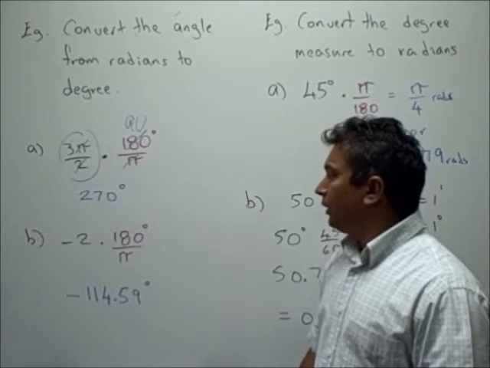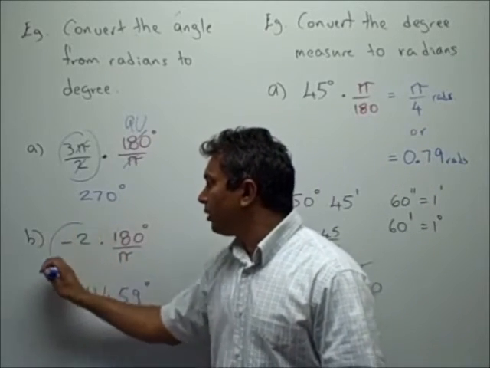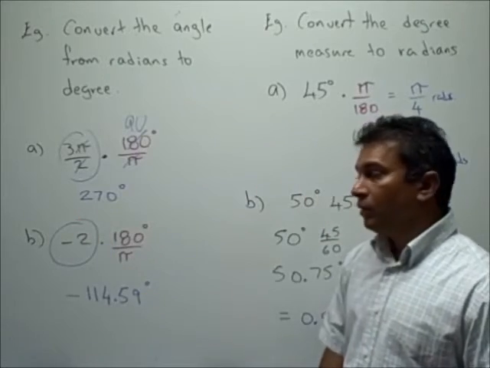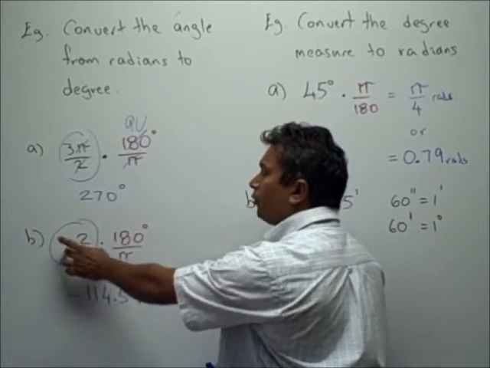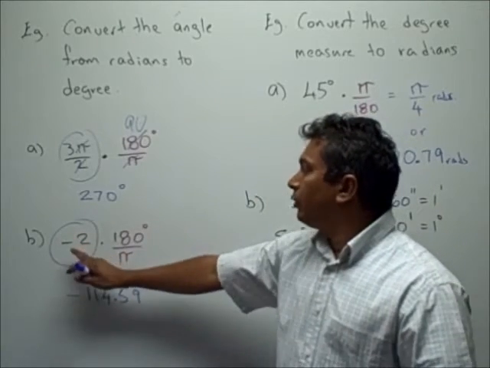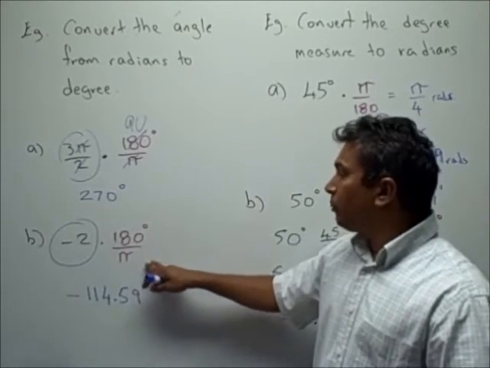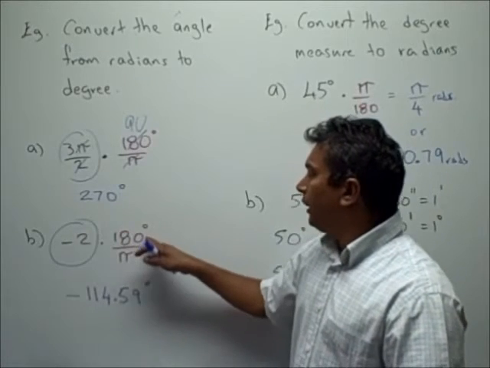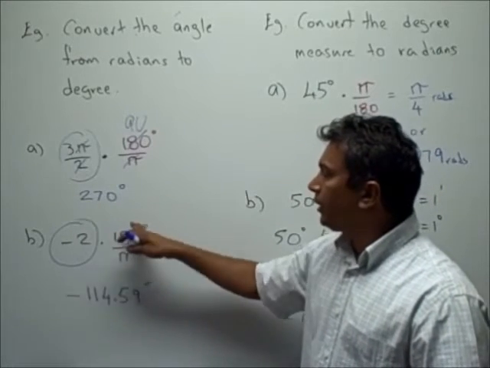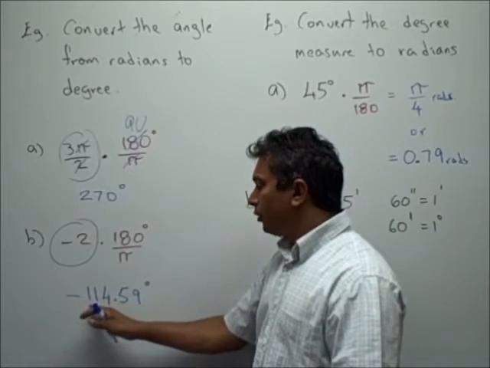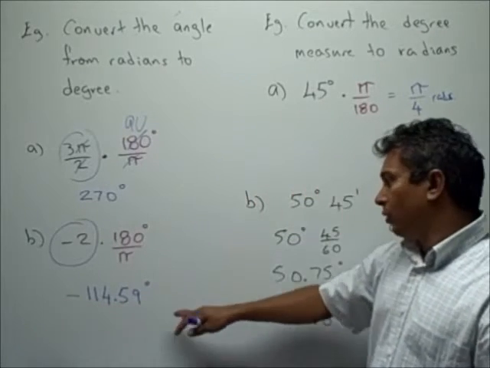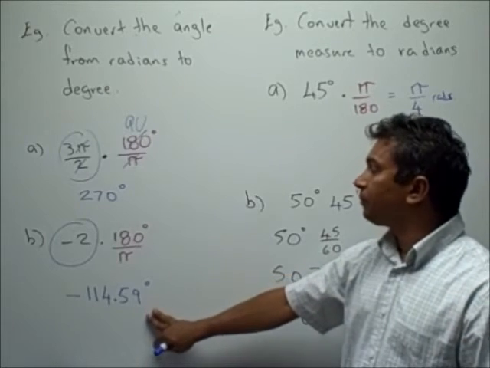degrees. In this example, our radian measurement is -2. Not all radian measurements will have pi. Here's just -2. So it's -2 times 180 degrees over pi. 2 times 180 would be 360, so that's -360 over pi, which gives us -114.59, rounded off to 2 decimal places.